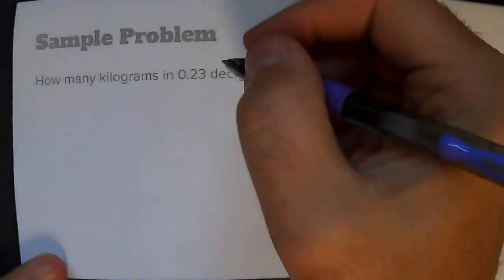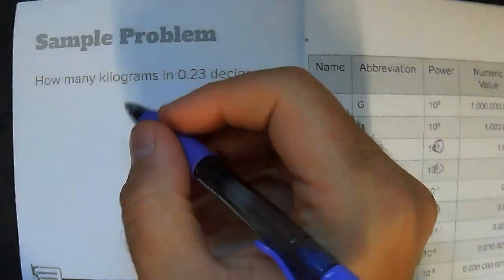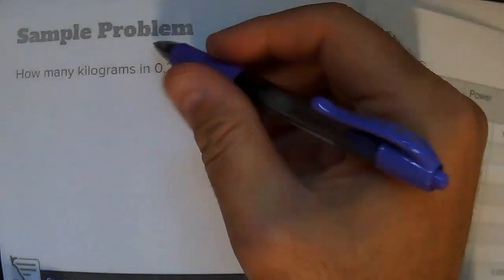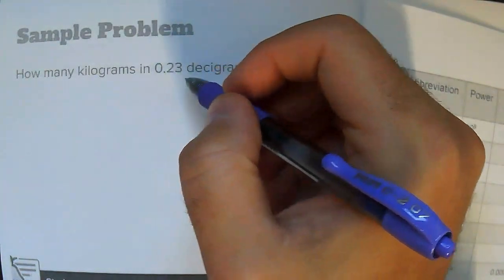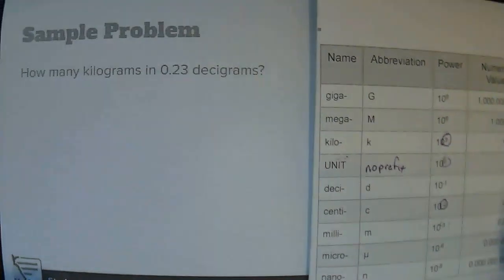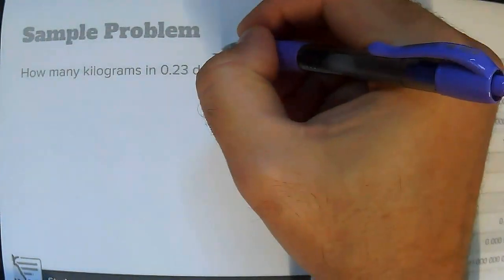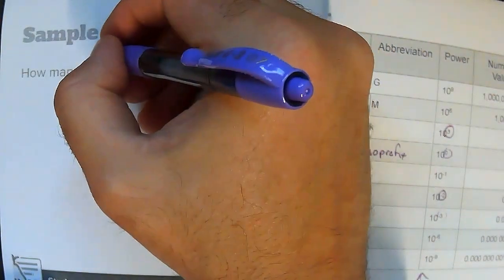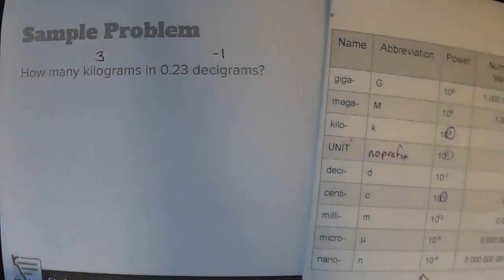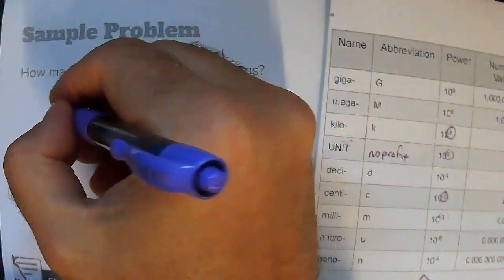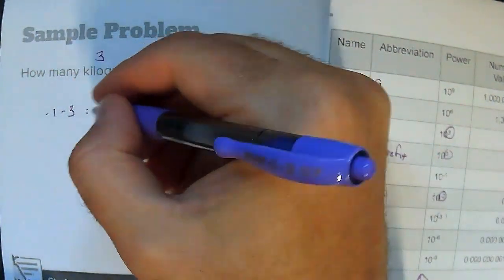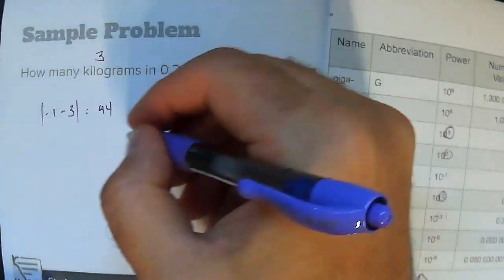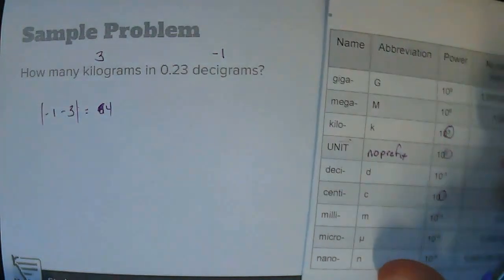So we start with the number. Don't start with the first unit, start with the number. Okay? So we have 0.23 decigrams. Deci on the list, 10 to the minus 1. Then we're going to kilo, which is 3. Find the difference. Negative 1 minus 3. Okay, so this is going to be negative 4, but again, absolute value. So we're just going to do 4.